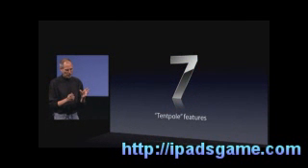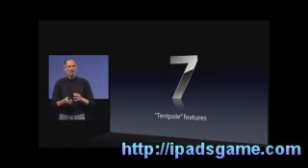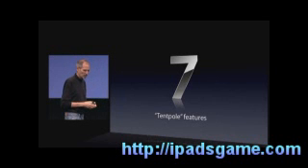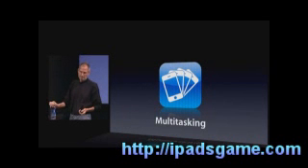Now, of those, we're going to talk about 7 today. We call them tentpole features. We don't have time to talk about all 100, but we're going to talk about 7 of them today. So let's get into it. Let's start off with the first one, which is probably going to be the biggest one, and that is multitasking.